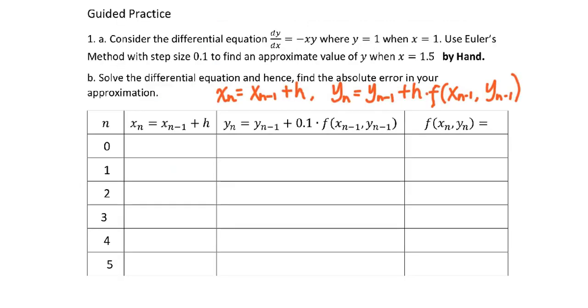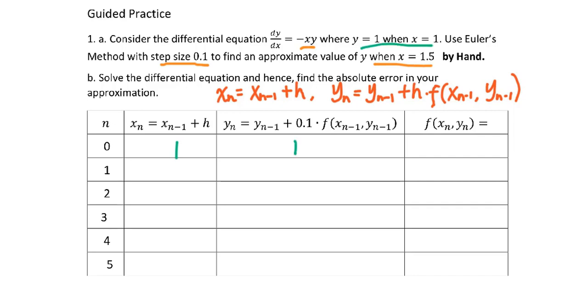Let's go to guided practice 1. Consider the differential equation dy by dx equals negative xy, where y equals 1 when x equals 1. Use Euler's method with step size 0.1 to find an approximate value of y when x equals 1.5 by hand. First of all, we will put in the value when n equals 0. That's the initial value. We have x equals 1, y equals 1.